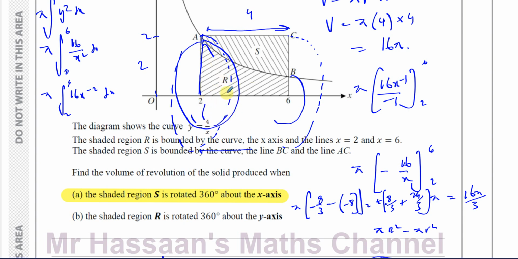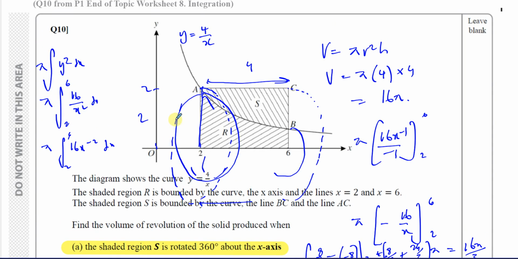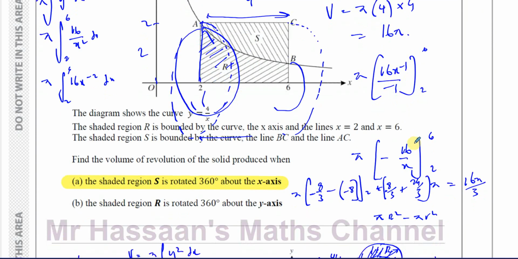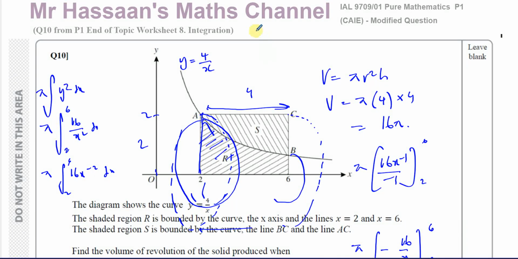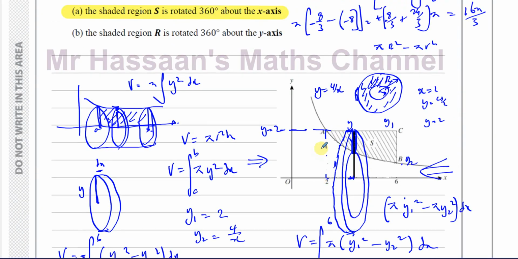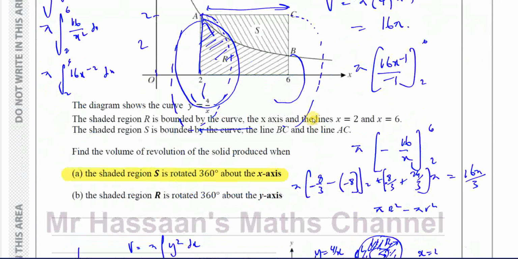Now we need to take that away from the volume of the whole cylinder, because we're finding the volume of S when it's rotated around, and this is like a blank space here. So if we subtract this from what we found in the beginning, which was that the volume was 16 pi of the whole cylinder, we're going to have 16 pi minus 16 pi over 3, which is 48 pi over 3 minus 16 pi over 3, which gives us 32 pi over 3, which is exactly what we found. 32 pi over 3. So that's an alternative way of getting the answer for 10 part A.